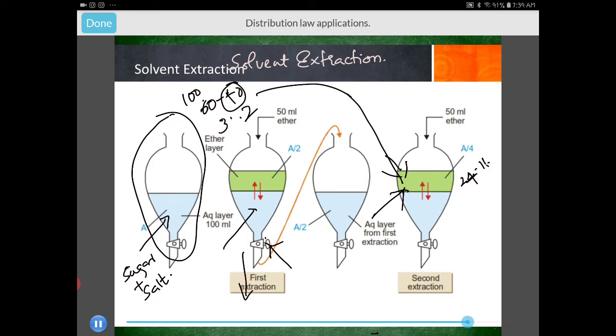This is the technique. You need to have a separating funnel. You need to have two different solvents, an organic solvent and an aqueous layer. The same method is what we use for extraction of alkaloids from plants. Most of the alkaloids are soluble in organic layers only, and they are water insoluble.